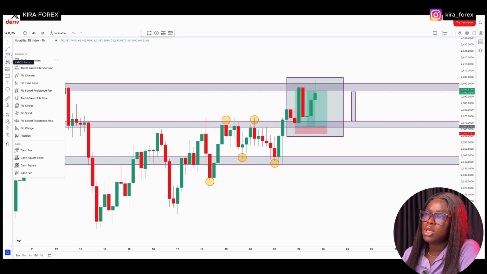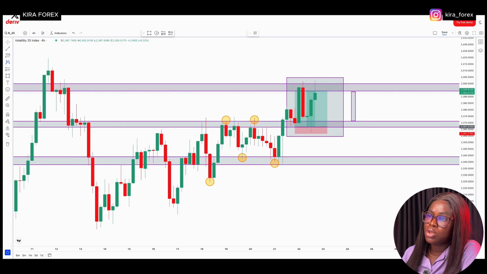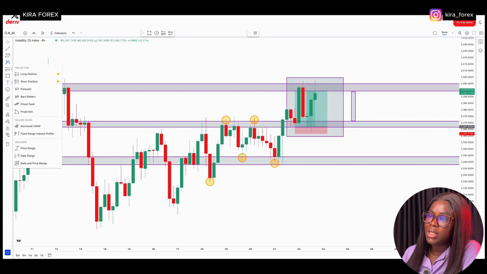Let me look for a tool here. Where can I find this tool? I'm looking for the part tool.